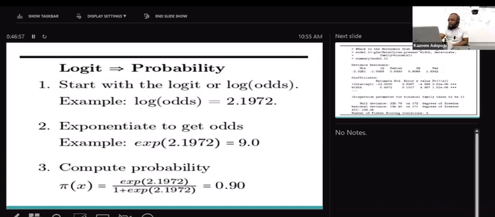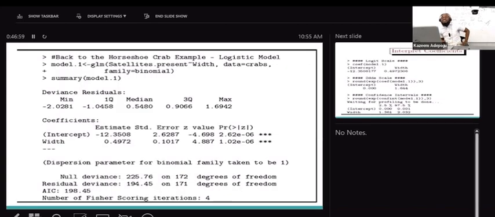Now, before I go, I want to walk you through a real life example. How do we actually implement logistic regression in R? Now take a look at this. We actually want to look at the effect of weight on whether a satellite is present or not. What is the nature of the response? Categorical. Satellite could be present or not.